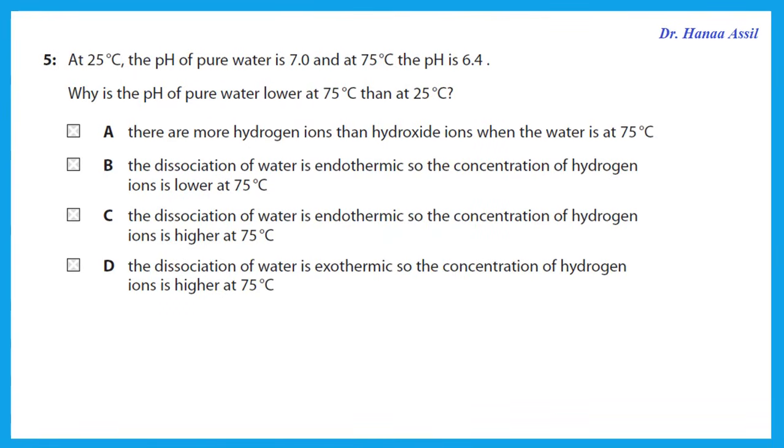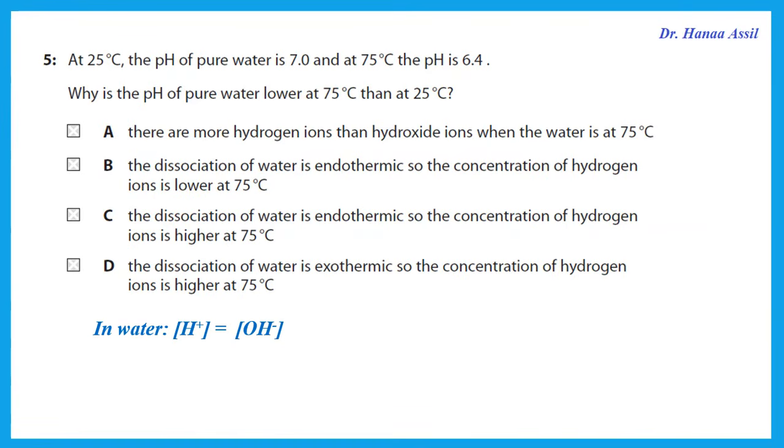At 25 degrees Celsius, the pH of pure water is 7, and at 75 degrees Celsius, the pH is 6.4. Why is the pH of pure water lower at 75 degrees Celsius than at 25? Okay, let's take a look at the choices. There are more hydrogen ions than hydroxide ions when water is at 75. You should know that that is wrong.